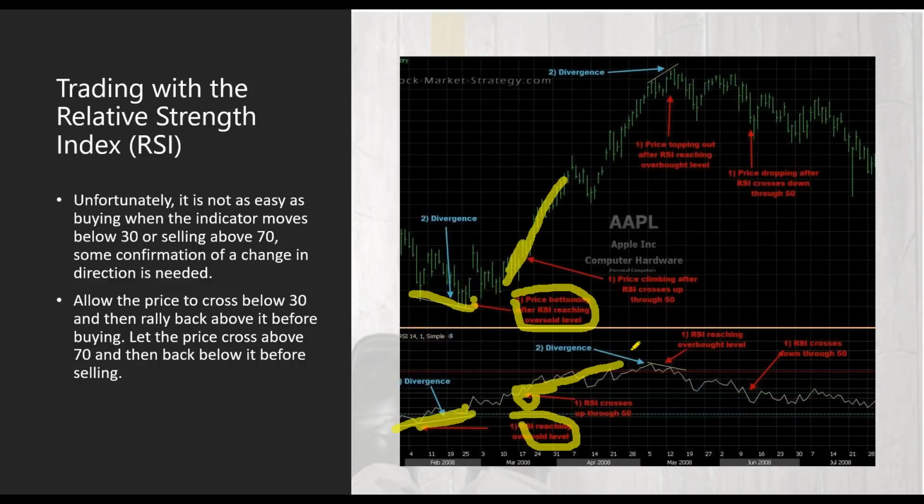Again, as we continue with RSI, we start seeing divergence as the RSI indicator starts falling, but the price was continuing to go up. So in other words, the RSI was making lower highs while price was making higher highs.